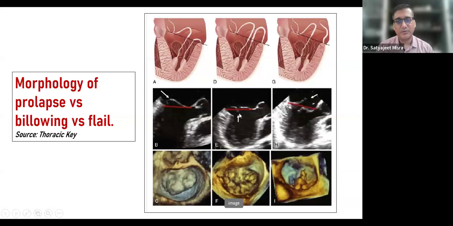You can see that this arrow points to the coaptation line, which is below the level of the annulus, and parts of the leaflet tissues are billowing above the level of the annulus. So this is something like this. So many patients with myxomatous mitral valve disease would present with this kind of a picture.